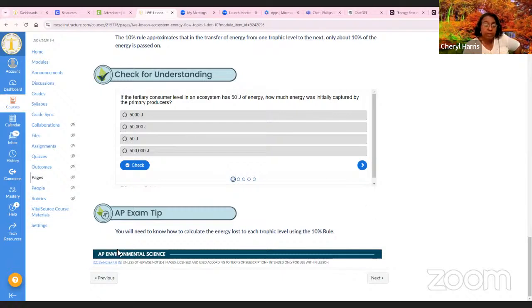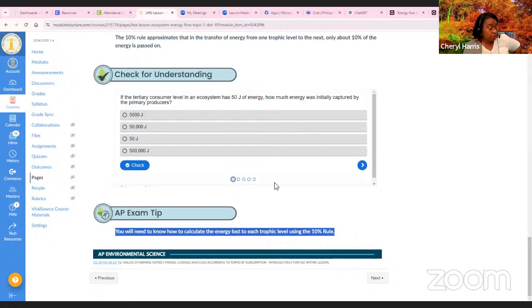practice for understanding, again, make sure that you understand that for the AP exam, you will need to know how to calculate energy loss from each trophic level. You need to understand the 10% rule. And again, they'll give you the decimal number, but you can, like I said, cheat by knowing how many spots you have to go up the pyramid and just move the decimal point over that many spots.